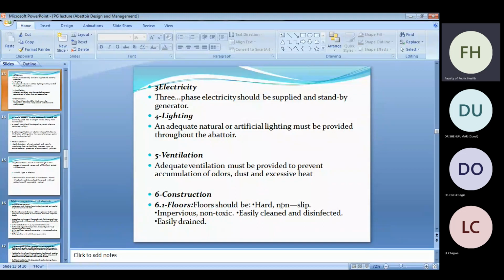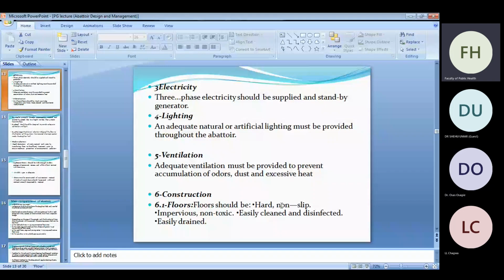diagnosis. Then ventilation. There should be adequate ventilation. It must be provided to prevent accumulation of odor. In a slaughterhouse where there's no adequate ventilation, the odor that will be emanating from the place will be terrible. It also prevents dust or excessive heat. One should not be working in an abattoir sweating.